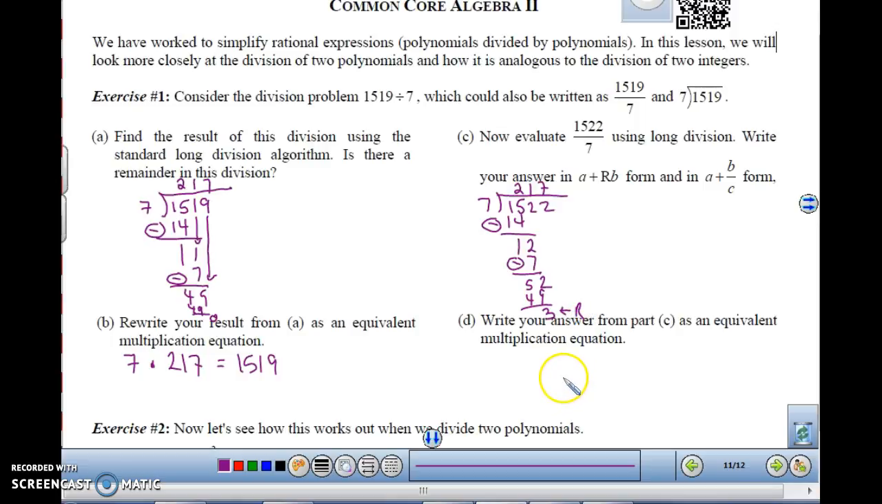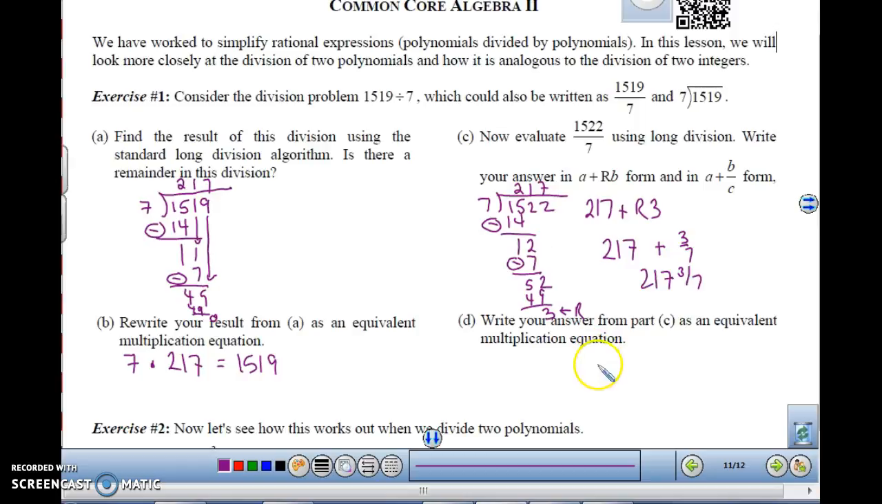Back in 3rd or 4th grade, you probably learned this. So write your answer in a plus r form, where r would be the remainder. So this is going to be 217 plus a remainder of 3. Now, we could have also written it as a fraction. This would be 217 plus b over c form, where c would be your divisor. So it would be 217 plus 3 over 7, or 217 and 3/7.